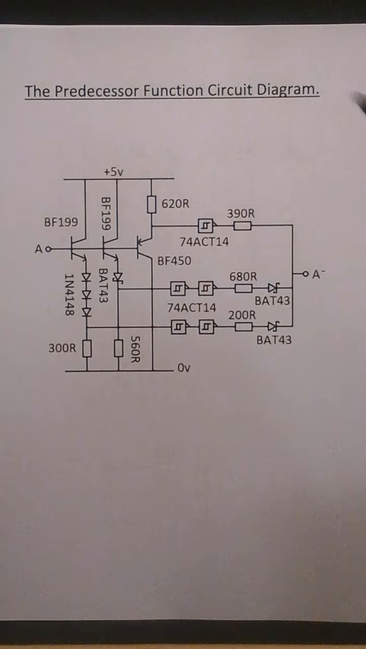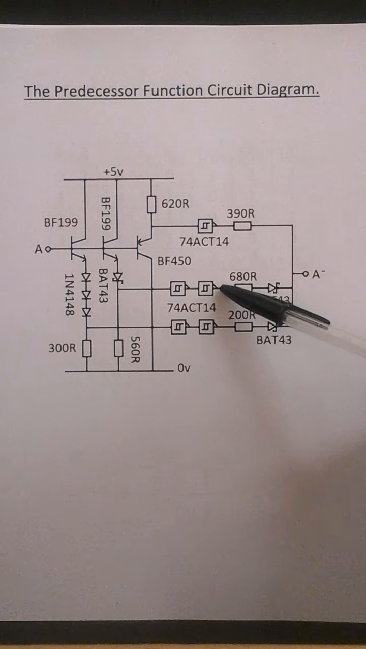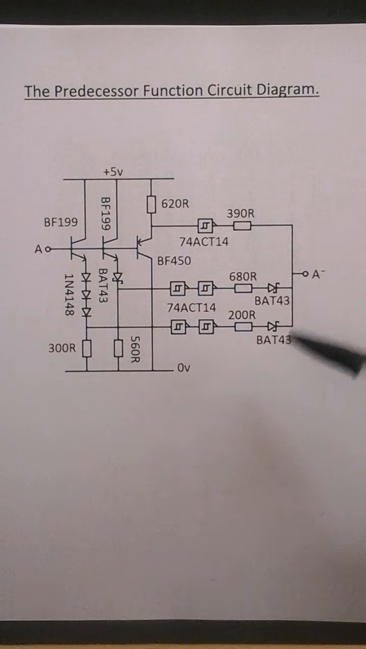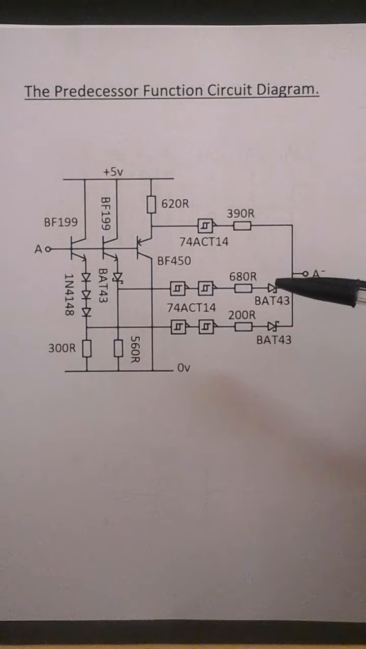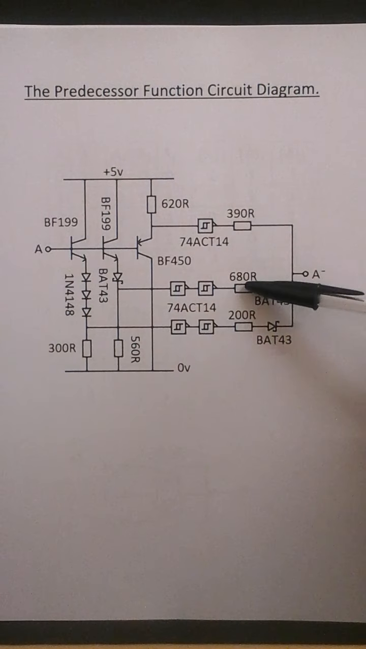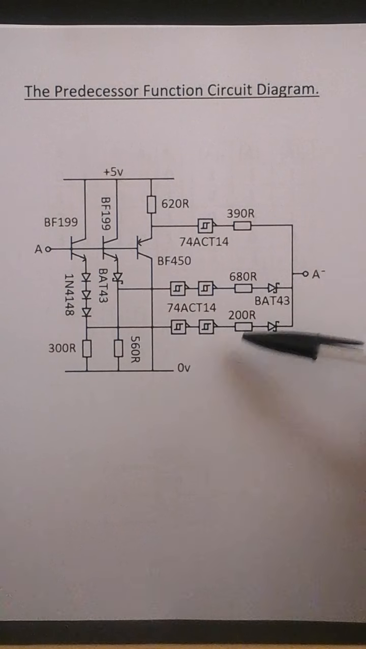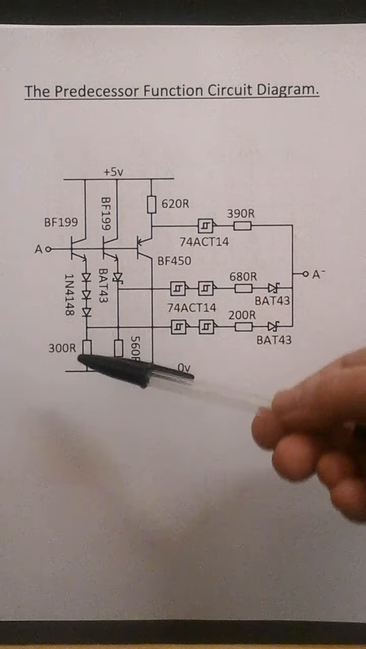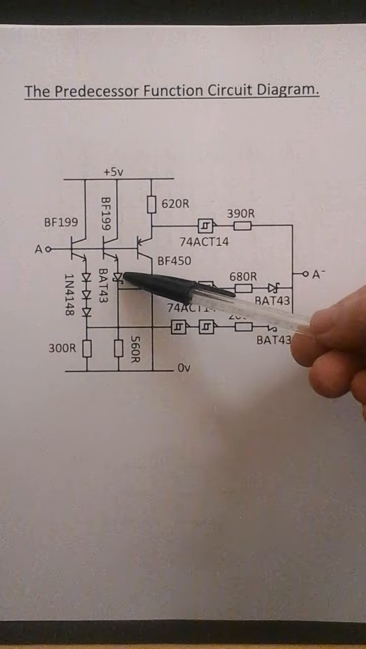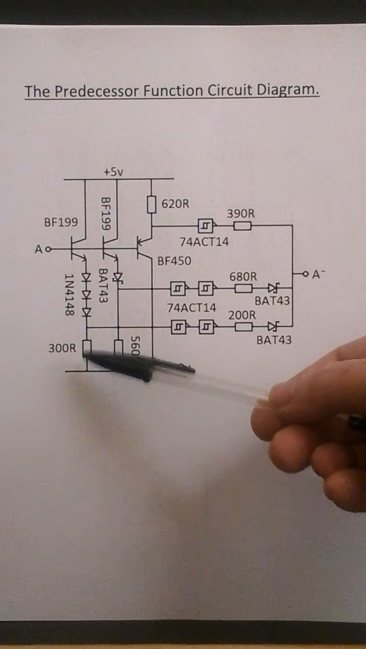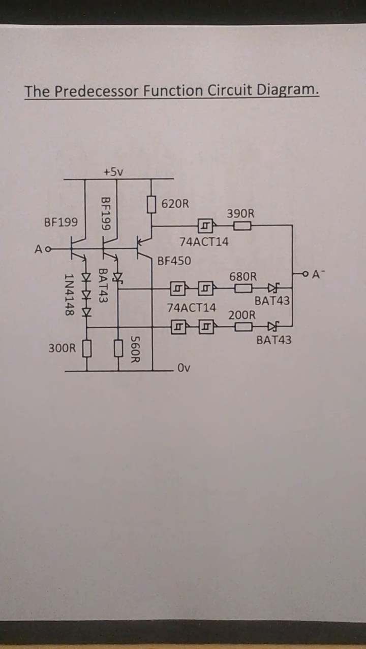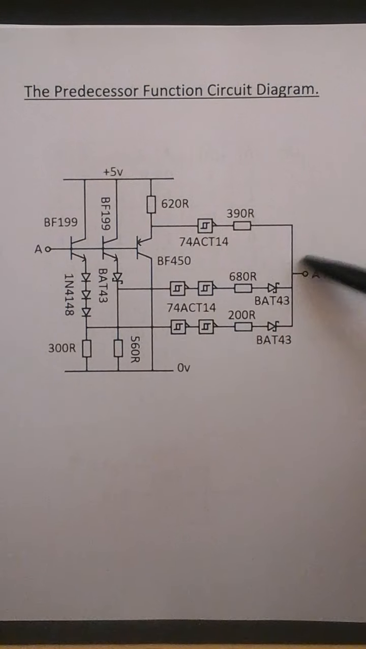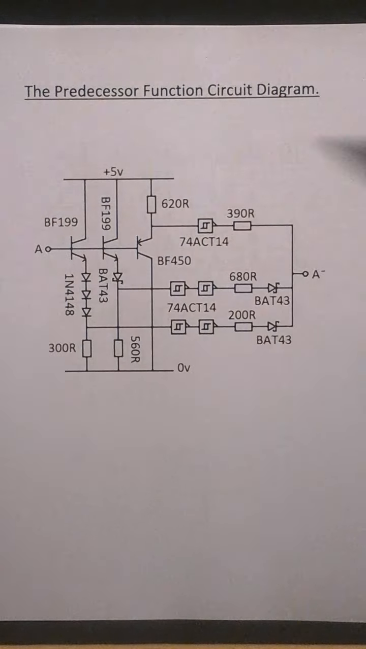So this is the circuit diagram for the predecessor function. This is not A1, this is A2 and this is A3. This is the diode resistor network C. These are Schottky diodes, 390 ohm, 680 ohm and 200 ohm resistors. These are PNP, NPN transistors. These are silicon diodes, that's a Schottky diode. These are 300 ohm and 560 ohm resistors. Right, so A minus is the output and A is the input.